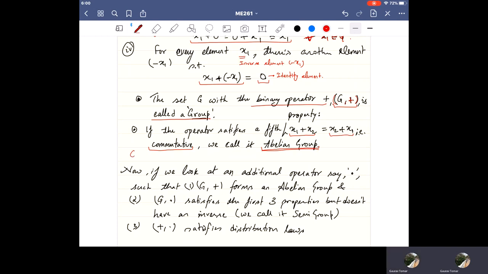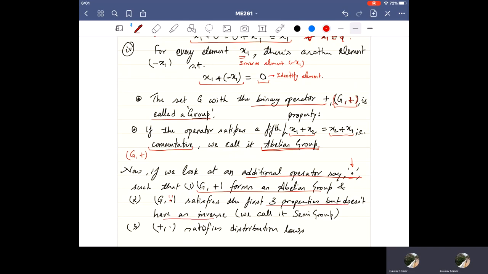Now, okay, we have a set G and an operator plus. What if I define another binary operator? Let's say an additional operator we define and we denote it by dot, just to indicate that it could be a multiplication. Okay. So we define this another binary operation dot, such that if G and the plus operator form an abelian group, that's given. That's one of the conditions. And G with the binary operator dot satisfies the first three properties. Okay, but it doesn't have an inverse.